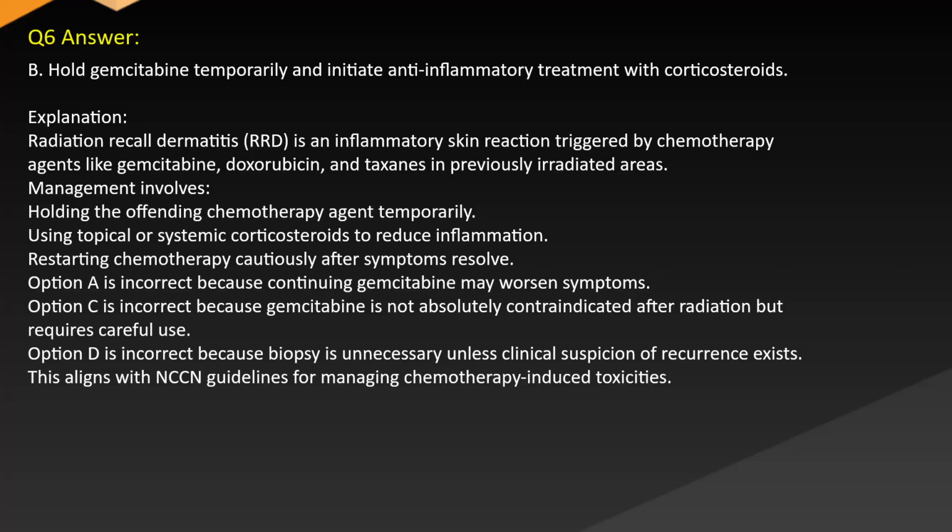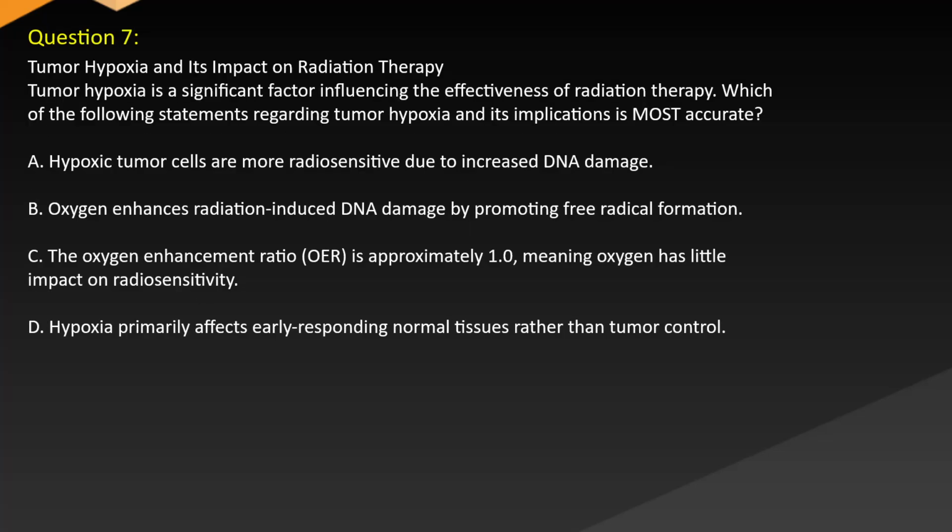Option C is incorrect because gemcitabine is not absolutely contraindicated after radiation but requires careful use. Option D is incorrect because biopsy is unnecessary unless clinical suspicion of recurrence exists. This aligns with NCCN guidelines for managing chemotherapy-induced toxicities. Question 7. Tumor hypoxia and its impact on radiation therapy.